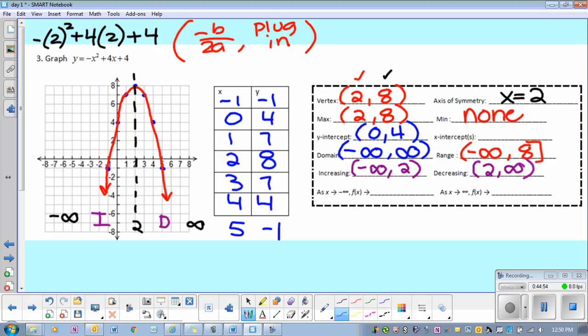Now, what about my end behaviors? As x approaches negative infinity, if I'm on the x-axis and I want to walk towards negative infinity, I'm going to the left, right? So what is my left arm of the graph doing, or the left arrow? It's going down. Down to what? Which y value? Where are the y values going if you go down? Yeah, negative infinity. Okay?